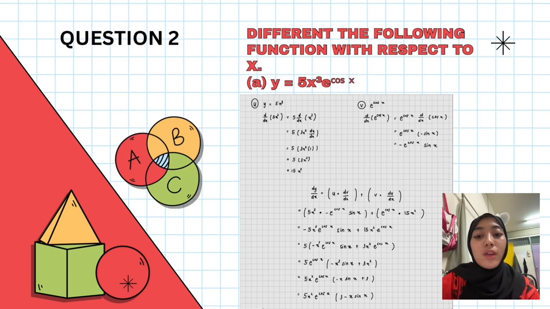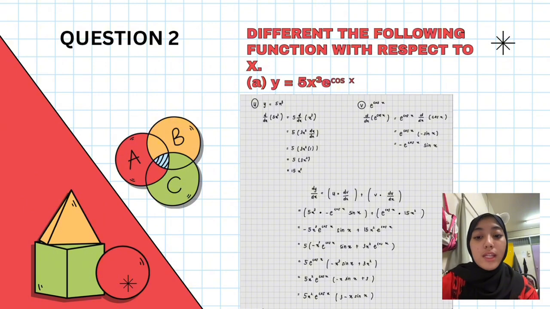For this one, we have to use the chain rule because the exponent is cos x. The derivative of e to the power of cos x is dv/dx equals e to the power of cos x multiplied by the derivative of cos x, negative sin x, which becomes negative e to the power of cos x sin x. Now, substitute everything into the product rule formula, which is dy/dx equals 5x cubed times negative e to the power cos x sin x plus e to the power cos x times 15x squared.